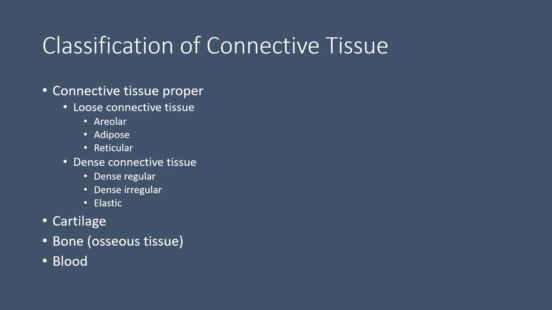First, we have connective tissue proper, which is subdivided into loose versus dense connective tissue. Loose connective tissue can be subdivided even further into areolar, adipose, or reticular connective tissue. The dense connective tissue is subdivided into dense regular, dense irregular, or elastic. You also have cartilage, you have bone, and you have blood, which is classified as a connective tissue.